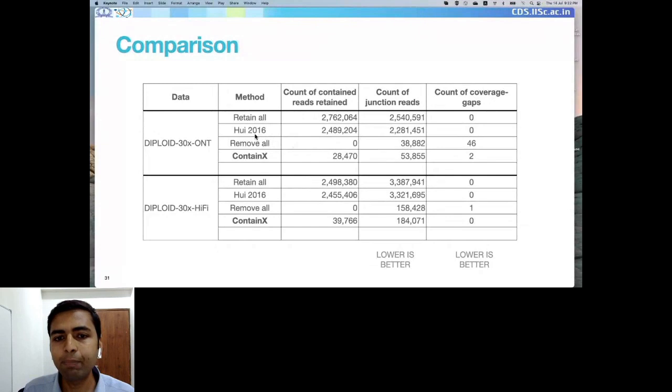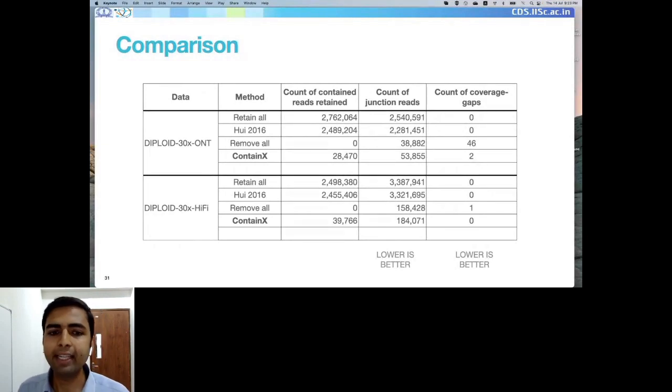The method in the 2016 paper tends to be very conservative, in the sense that it retains most of the contained reads, and the count of junction reads is almost as high as it was with retaining all the contained reads. In our method, we retain 28,000 contained reads in this ONT dataset, and the count of junction reads is much lower than what retaining all the contained reads would have caused, but it's a little higher than removing all the contained reads. And here we see the reduction in coverage gaps from 46 to 2.